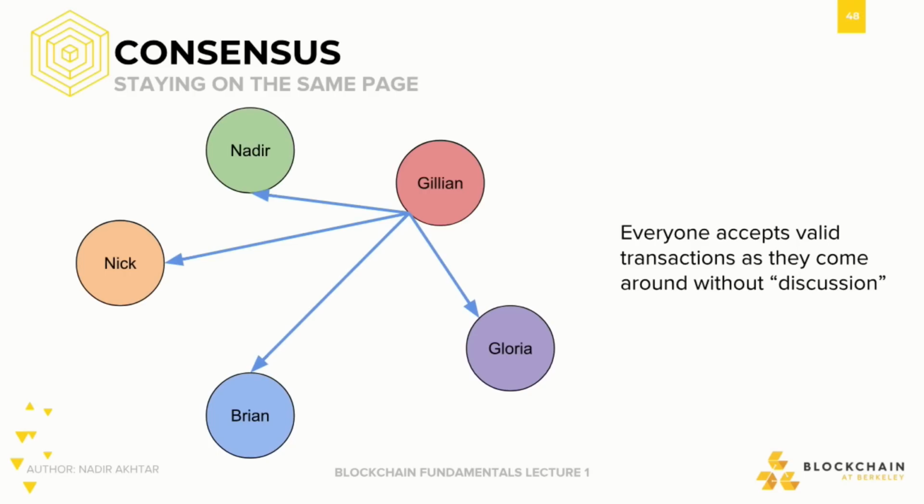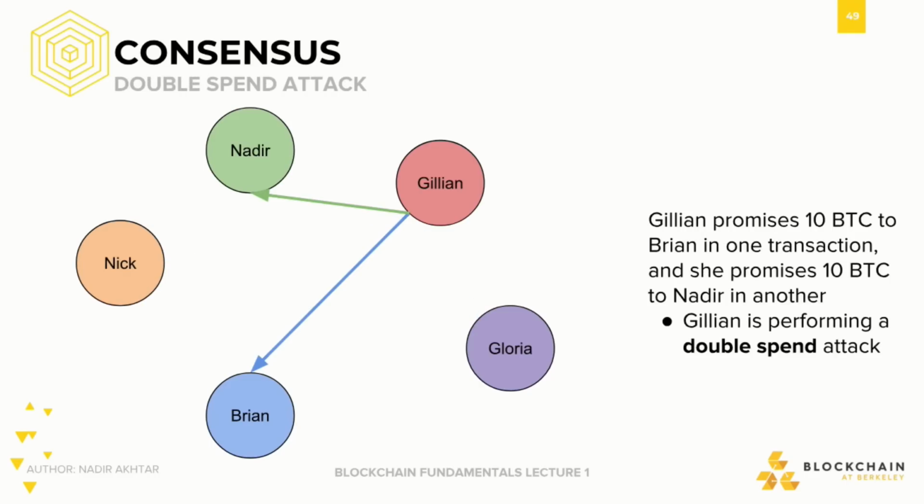It's valid. So should it work? I said the word naive, so the answer should be no. Here's an example. Let's say Jillian promises 10 Bitcoin to Brian, and she promises 10 Bitcoin to Nadir, and it's the same Bitcoin. And they both say, oh, looks valid. And then Brian also says, looks valid. And so now they have the same Bitcoin. Basically, they stem from the same UTXO, but they're not going to know until they try to spend that money, and then suddenly people are like, wait a minute, you two have conflicting transactions.